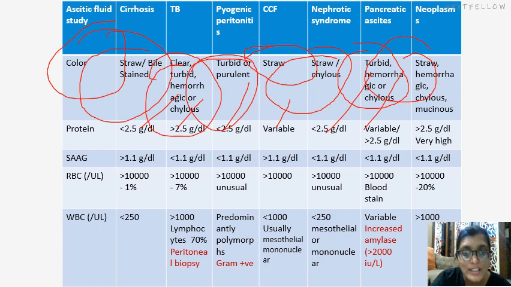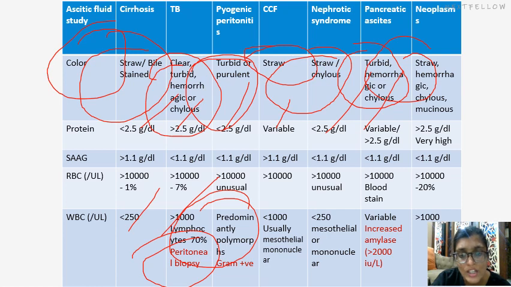It's important usually. Less than 250 in cirrhosis. In tuberculosis it is more than 1000, with more than 70% lymphocytes, so you have to do a peritoneal biopsy. Pyogenic will be predominantly neutrophils, and the gram stain will be positive. CCF will usually show mesothelial cells and mononuclear cells. Nephrotic syndrome is usually less than 250. Pancreatic ascites is variable. And neoplasms will be more than 1000, and positive for malignant cells.